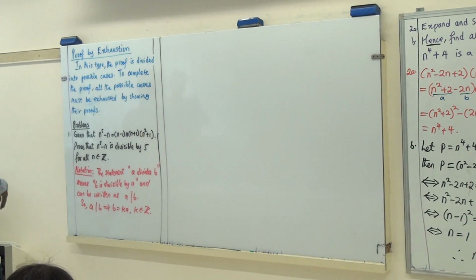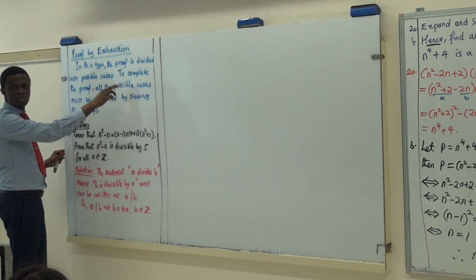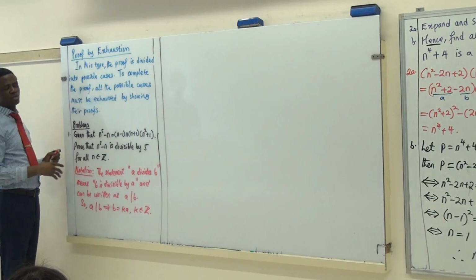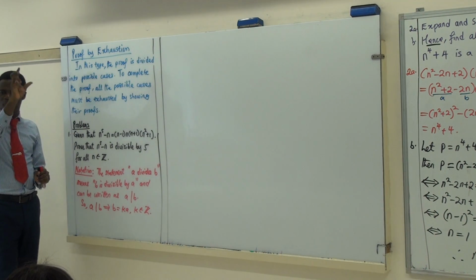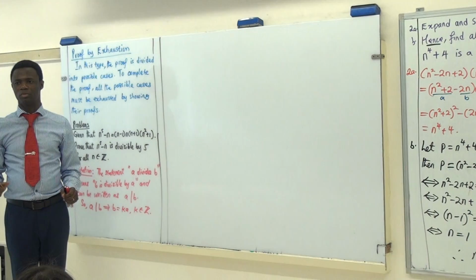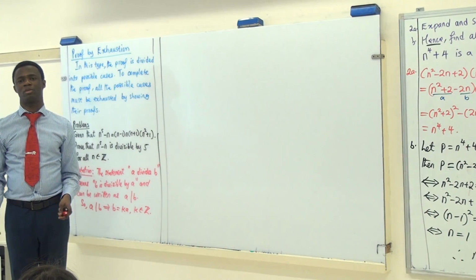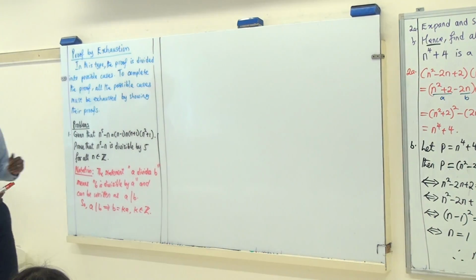So let's quickly look at it. Like I said, to complete the proof, that is the original proof, all the possible cases must be exhausted. That is, by showing their proofs. So if there are 5 possible cases, you must take them one by one, and all the 5 must be proved. Then you have exhausted all the possibilities, and that means you have proved by exhaustion. Does it make sense? Here is an example.